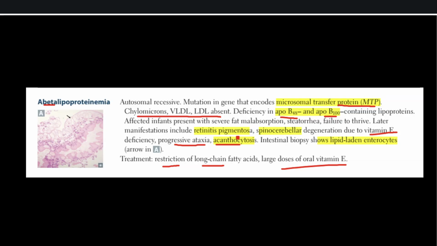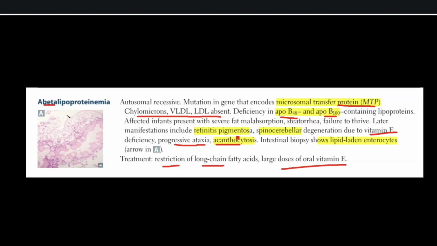Now, if you remember, I brought this up in the beginning of the session. MTP packs triglycerides into the chylomicrons and even VLDLs. If that is absent, you're not going to make anything. Eventually, you'll see ApoB48 and B100 are lost. They're not there. What ends up happening is you're not absorbing any fats, so fat malabsorption, steatorrhea, failure to thrive. Your cells are not getting this crucial molecule.